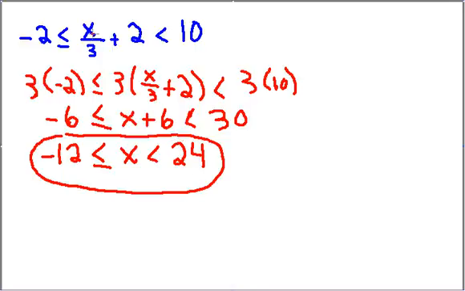Let's put a 24 in here for the x. 24 over 3, x being 24, would be 8. 8 plus 2 is 10. Is 10 greater than or equal to minus 2? Yes. But is 10 less than 10? No, it's not less than 10. That's why we had a less than symbol here. It's not less than or equal to, it's less than 24. So in order for this inequality to be true, x must be less than 24, but must be greater than or equal to negative 12.